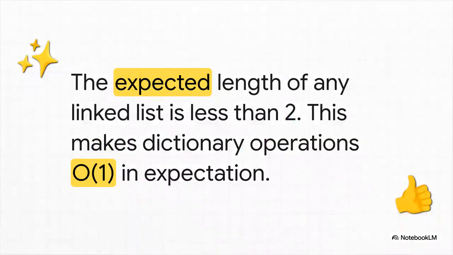So how is that even possible? Well, here's the beautiful part. Because our function is chosen randomly, nobody, not an attacker, not bad luck, can force a bunch of items into the same slot. The math proves that the expected, or the average, length of any chain in the table will be less than 2. That's just wild. And searching a list with, on average, less than 2 items, that's basically instant.